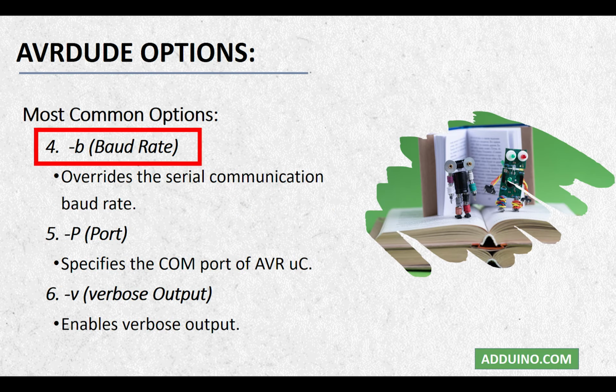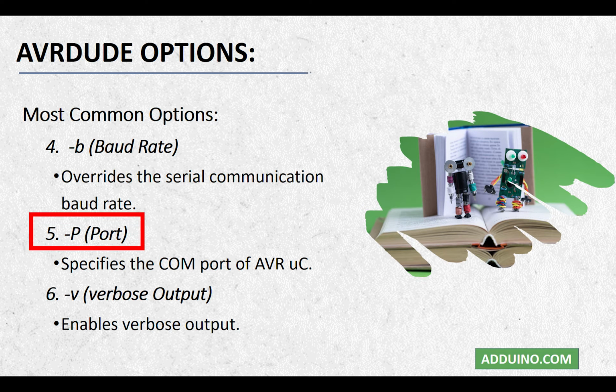-b option overrides the serial communication baud rate specified for that programmer in the configuration file. If this option is not specified, AVRDUDE uses the baud rate mentioned in the config file for that particular programmer. It is a good idea to specify the baud rate here, because sometimes the default baud rate in the configuration file is different than what the programmer is actually using.